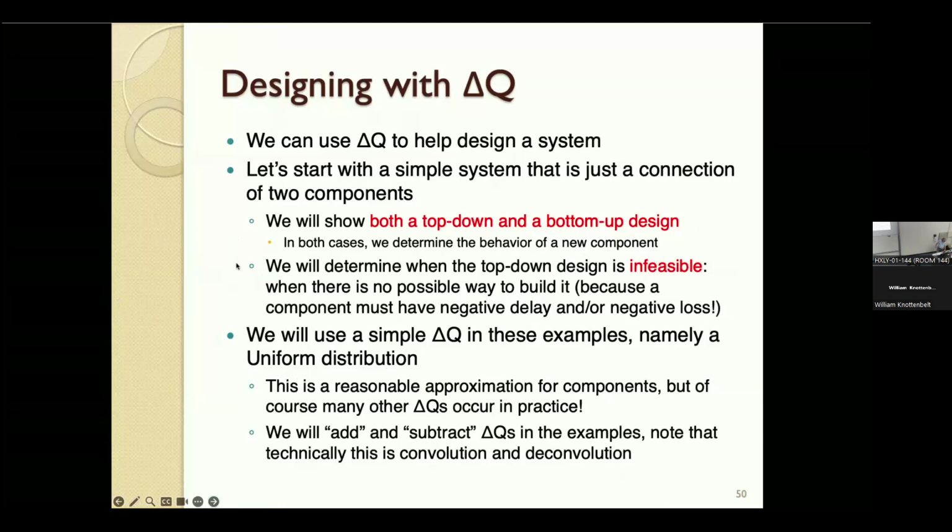So let's do this, and I'm going to do it in a back of the envelope way for this talk. I'm going to use a very simple delta Q, which is a uniform distribution. Okay, so it has a constant density between a minimum and a maximum. This actually is a reasonable approximation for real components. But of course, many other more complicated delta Qs occur in practice, okay? And we're going to add and subtract these uniform distributions. So remember, the addition operation is convolution, okay?